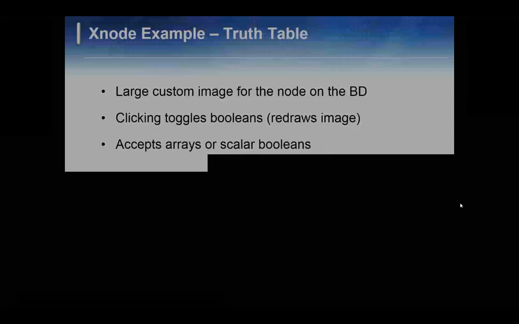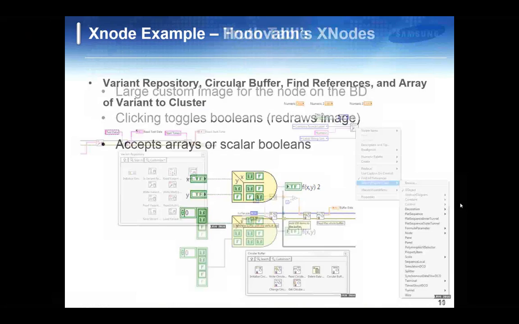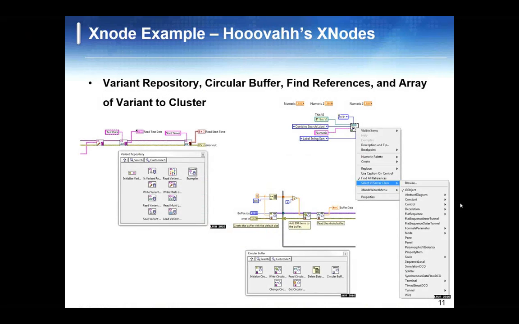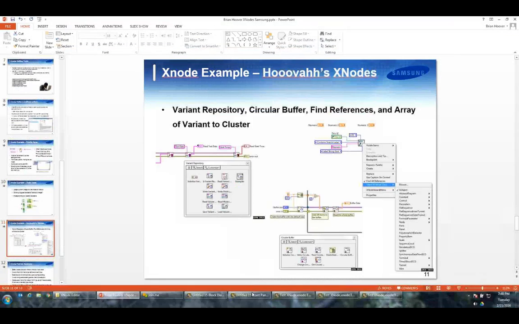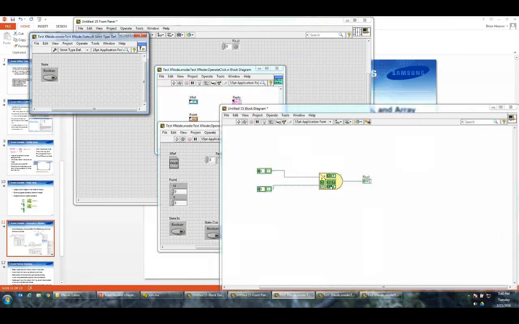What other XNodes are there? Well, I put several of them on Lava, and you're welcome to go check them out. I'm going to demonstrate a couple of my favorites, but what they're trying to do is demonstrate different things that XNodes can do that maybe you weren't aware of. The first one with the truth table is clearly you can click on things and it changes how it is, and it's more than 32 by 32 pixels.